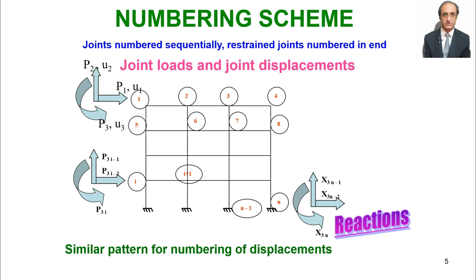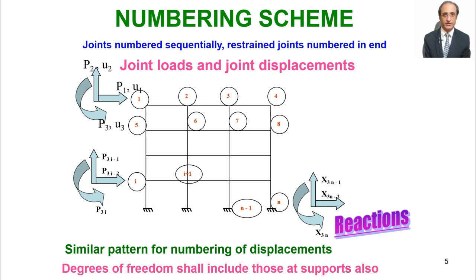So accordingly in our numbering, we just replace the symbol P by X. That's all. But the subscript will have continuity because we have the last joint N. So we have X3n, 3n minus 1, 3n minus 2. That's the numbering scheme we adopt. So right now we assume there is no support settlement. So all the support joints are firmly restrained.